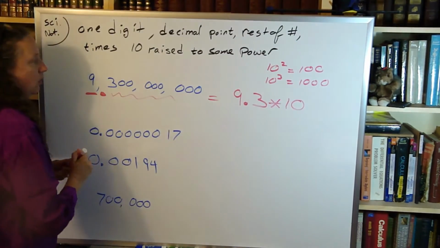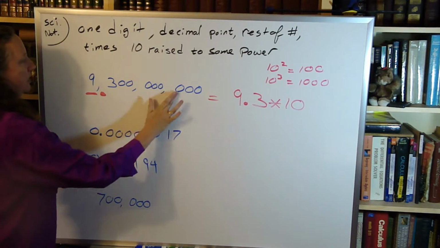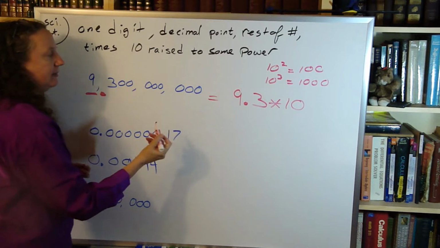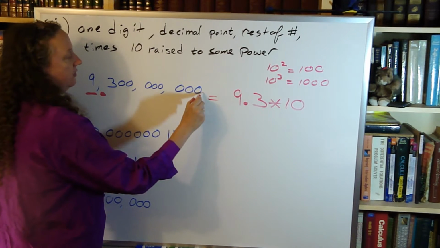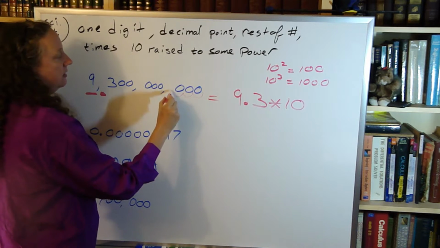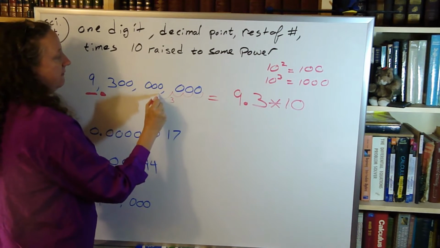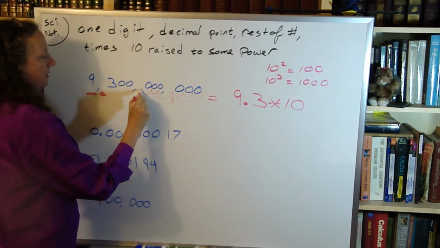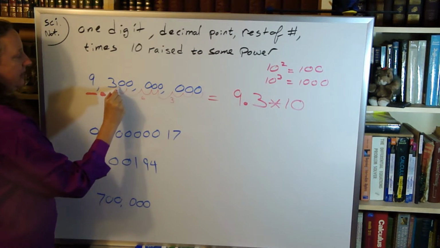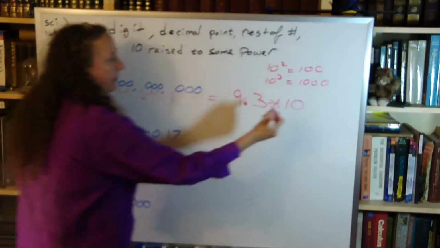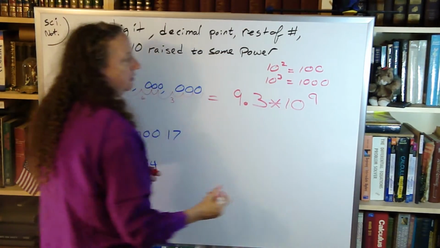Now I need to figure out what exponent I'm going to put on the 10. So I have to count how many places I'm moving this. This is the bump method. 1, 2, 3, 4, 5, 6, 7, 8, 9 places that I moved it. So my exponent is 9.